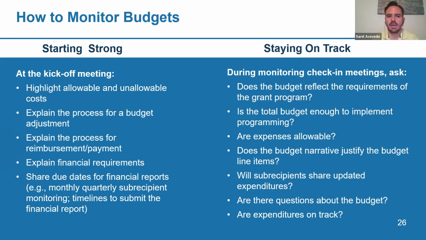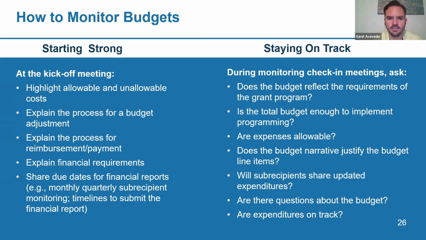The second part of how to monitor budgets is staying on track. Okay, when we sort of knock on their door or shoot them an email or however it is you want to approach it during those check-ins, you should ask yourself, does the budget reflect the requirements of the grant program? There could be instances where you may start down a path that is just not aligned with what your program intentions are, okay, or your program goals are. So always ask yourself that.